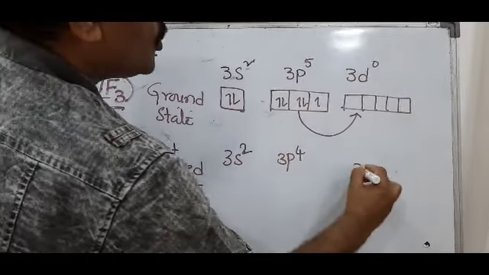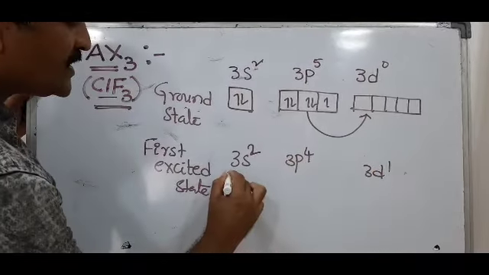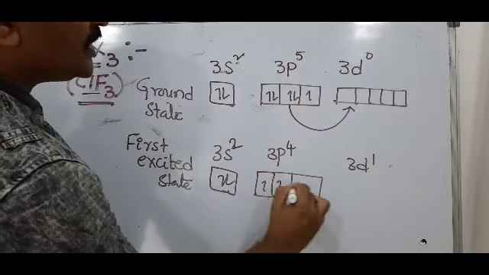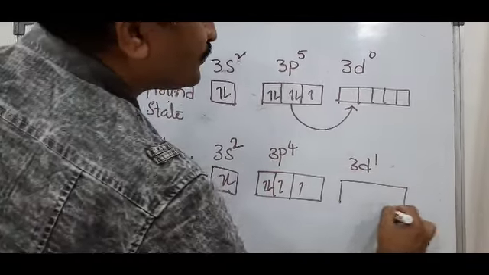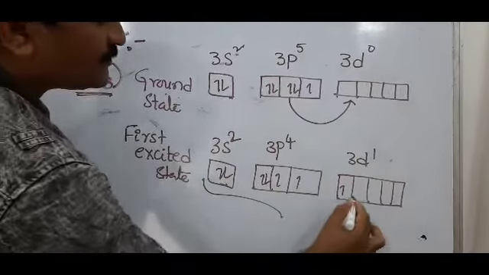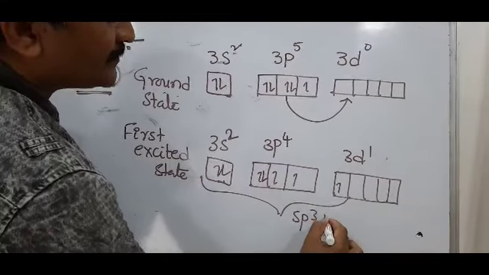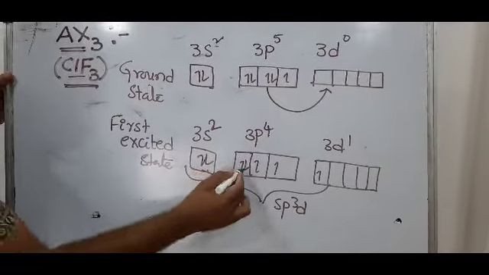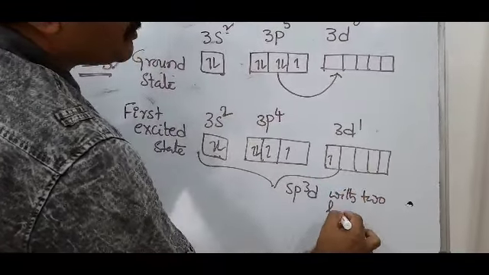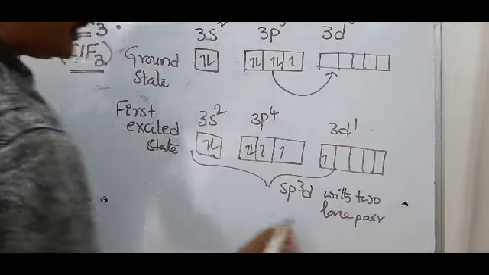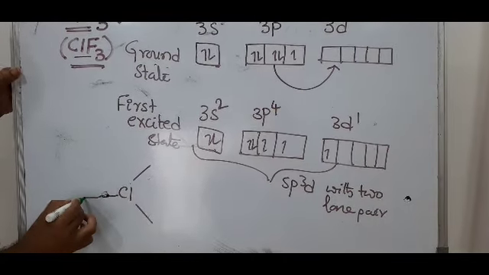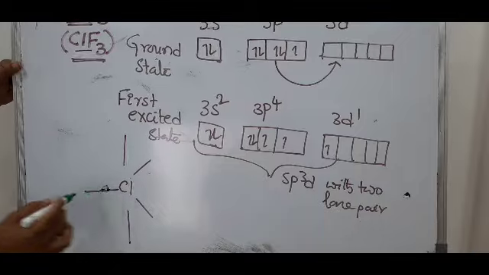The configuration is 3s2, 3p4, 3d1. S has 2 electrons, P has 4 electrons, D has 1 electron. Right? The possible hybridization is sp3d, with 2 lone pairs. Right? This is the central atom. Geometry is trigonal bipyramidal and there are 5 positions.